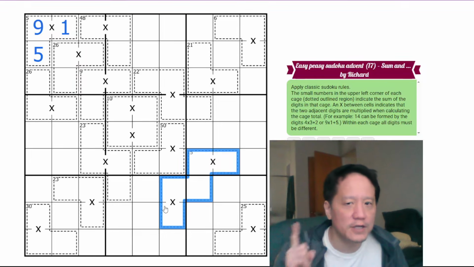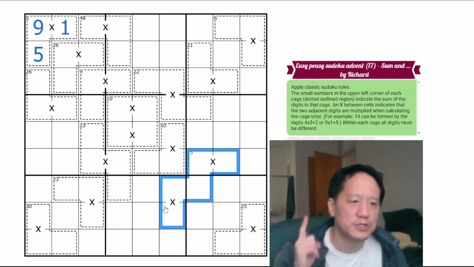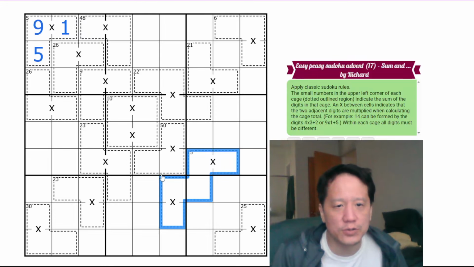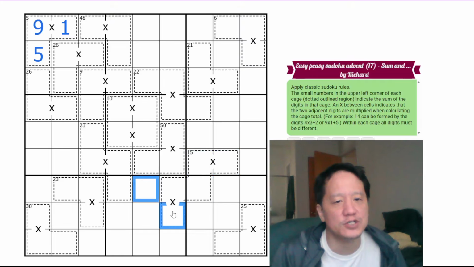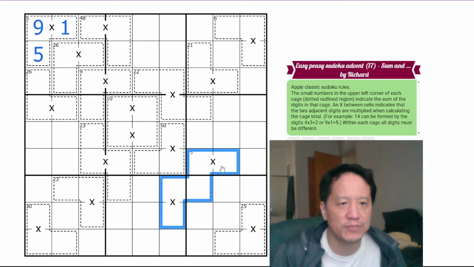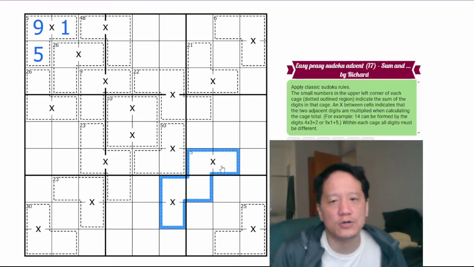And within each cage, all digits must be different. So you cannot have repeats of digits in cages. And those are all the rules.